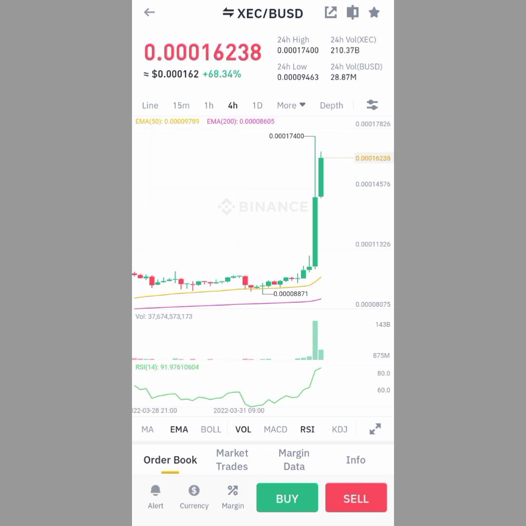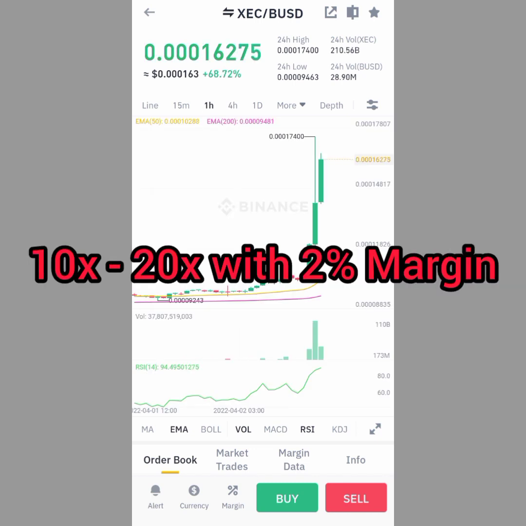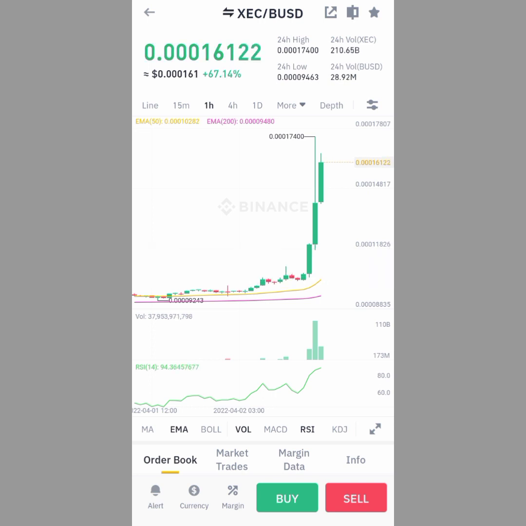If it's on futures, you can leverage with 20x or 10x with a little margin, a little percent of your margin. Just figure that out yourself.